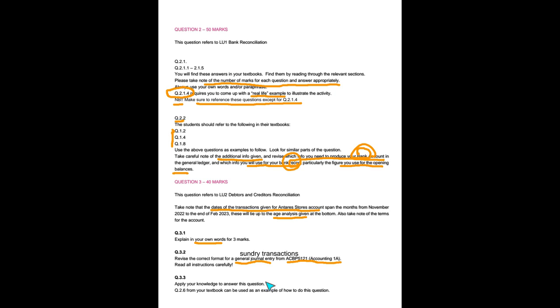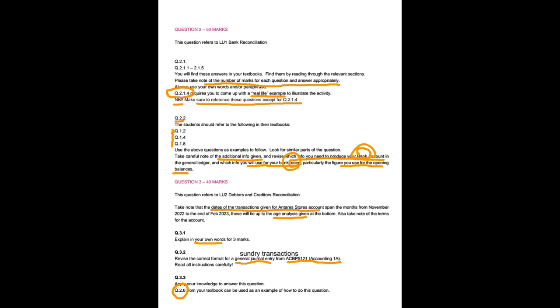And then in 3.3, apply your own knowledge to answer this question. So again, you have to have studied your textbook first to be able to do this. But in your textbooks, question 2.6 from your textbook is very similar to this question. So go and have a look at 2.6, work through it, make sure you understand the solution, and then that will give you a very good idea of how to go about doing this question 3.3.